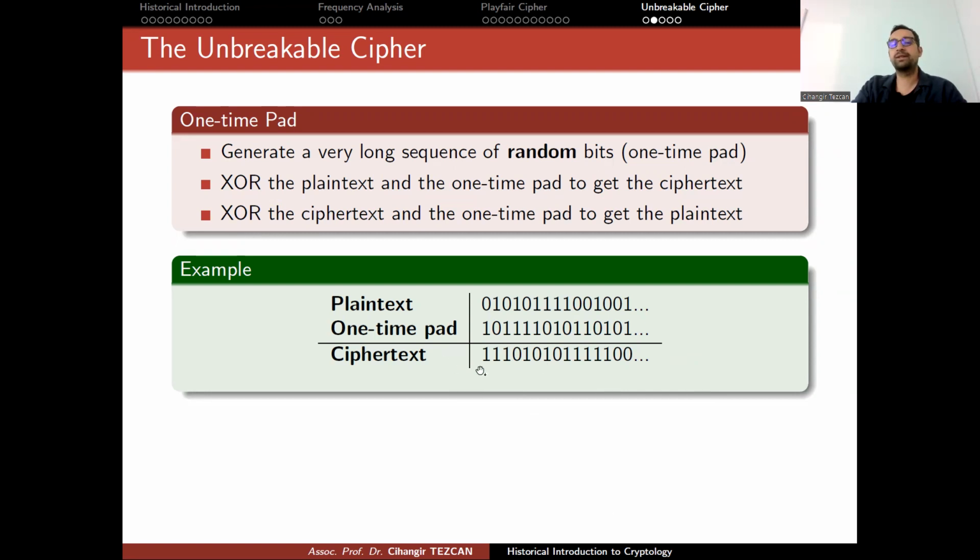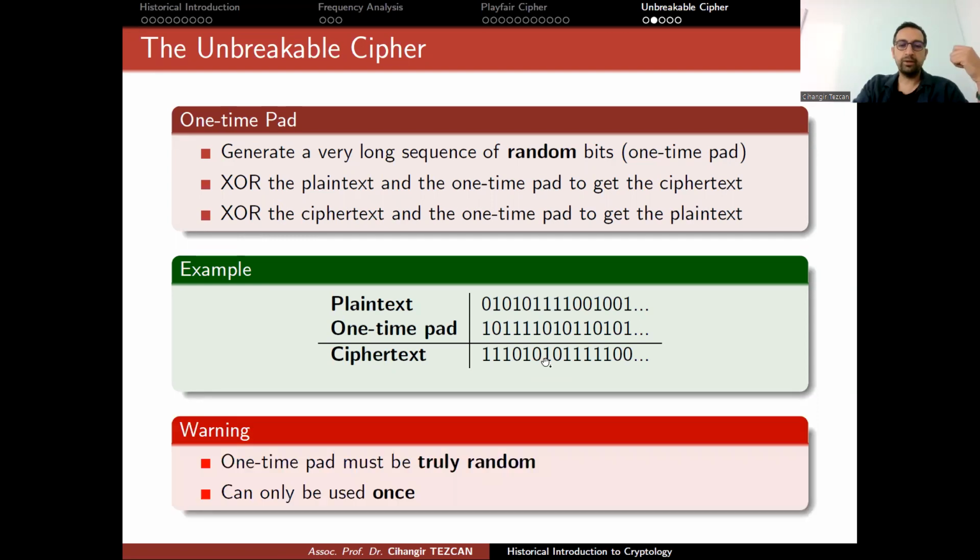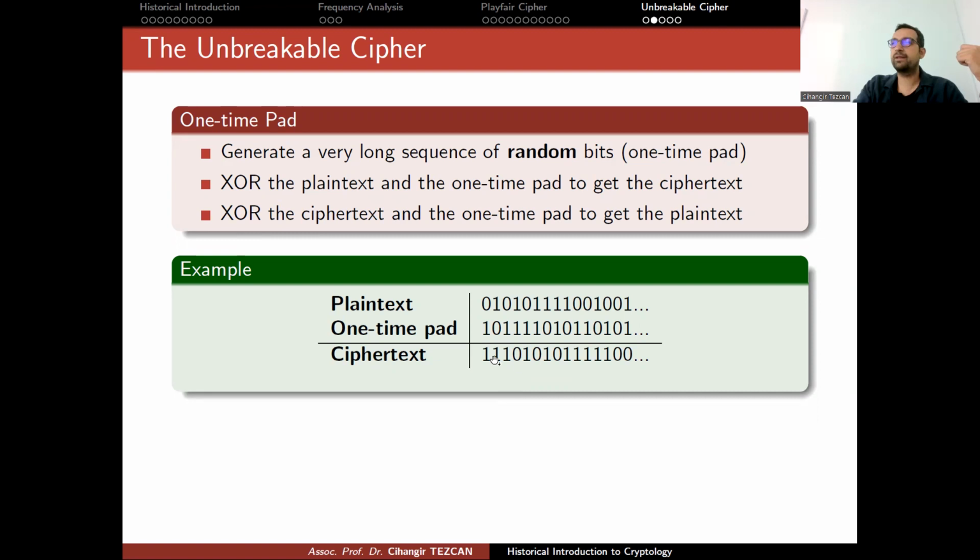So that person receives the ciphertext. They also know the one-time pad. Now they also perform the XOR operation. 1 XOR 1 is 0. 1 XOR 0 is 1, and so on. So they return back to the plain text. As simple as that. So this is secure because, since the one-time pad is randomly chosen, you cannot guess it. So from the ciphertext, guessing the plain text is identical to guessing this randomly generated one-time pad. So this is why it is provably secure.